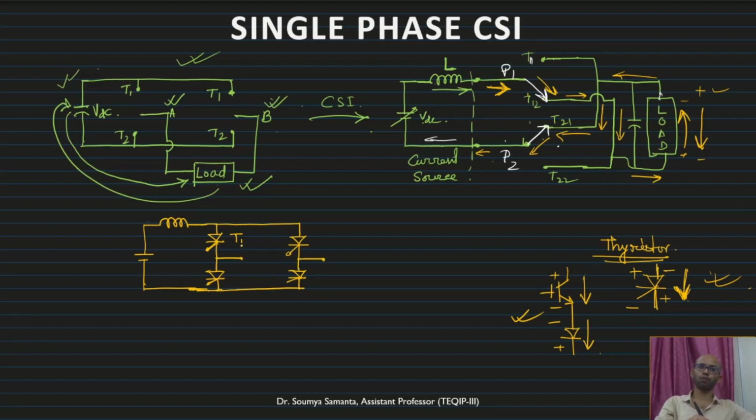So this is T1, T2, T3, T4. This is the pole where we will connect our load. Okay, so this will be the load, and across this we have to connect a capacitor.